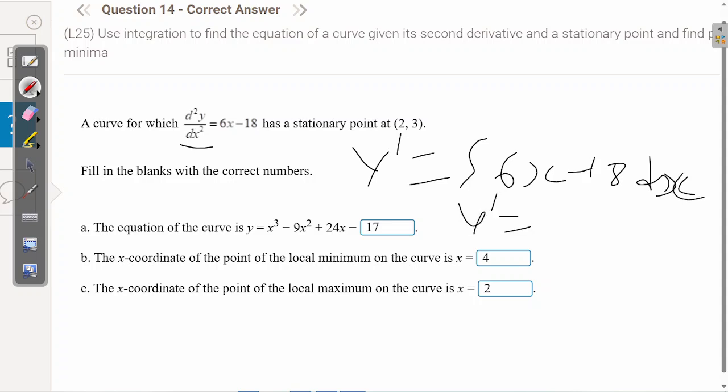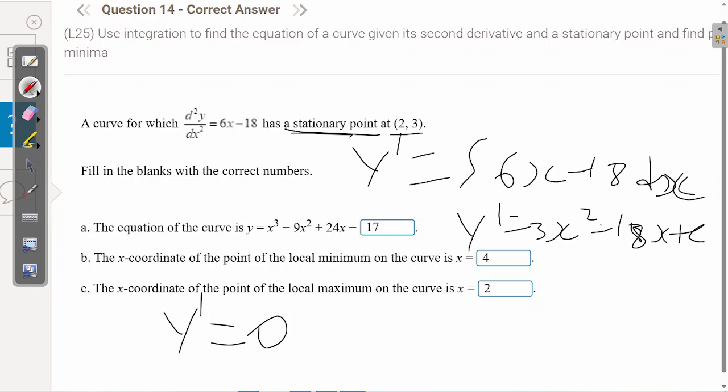So y prime will be equal to 6x squared over 2, so 3x squared minus 18x plus c. Now stop, don't integrate yet. We have c. We can't solve if there's c. So let's find c. How do we find c? They give us something that can help us. It has a stationary point at (2, 3). Stationary point means what? y prime equals 0, and it's at (2, 3), so x is equal to 2. You can substitute these in to get c.